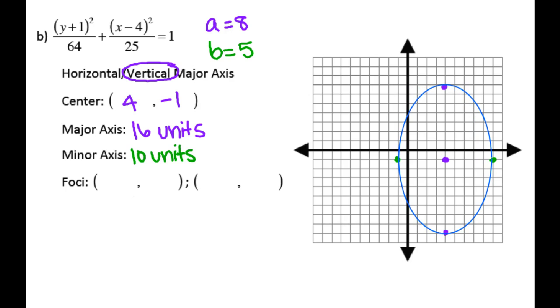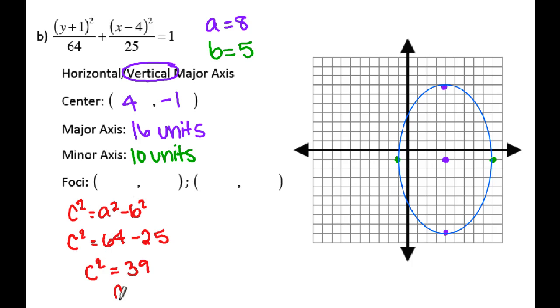To figure out where the foci are, we need to find c. So I have c squared equals a squared minus b squared. So c squared equals a squared, in this case 64, minus b squared, which is 25. So that gives me c squared equals 39. So c equals plus or minus the square root of 39, which equals 6.2.